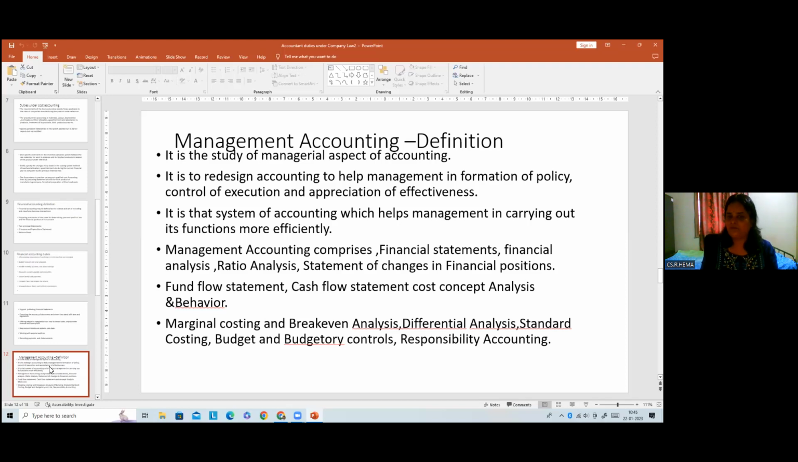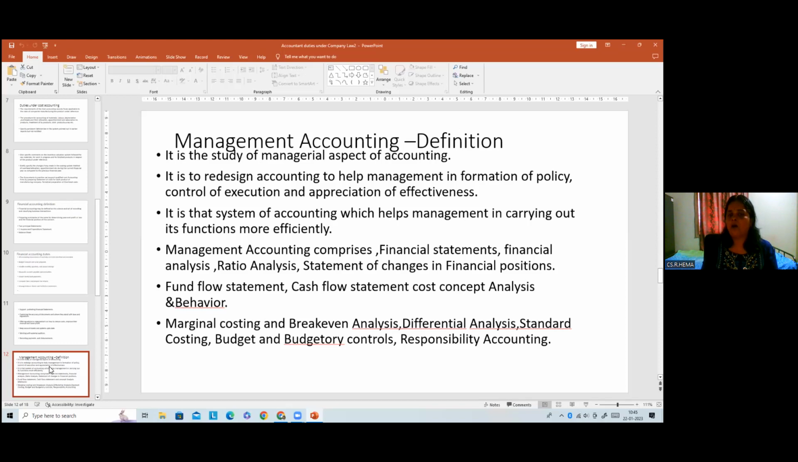It is that system of accounting which helps management in carrying out its functions more efficiently. A company itself cannot conduct its management. With the help of all the employees, a management can efficiently run its functions. For that, accountant service is also an important one.